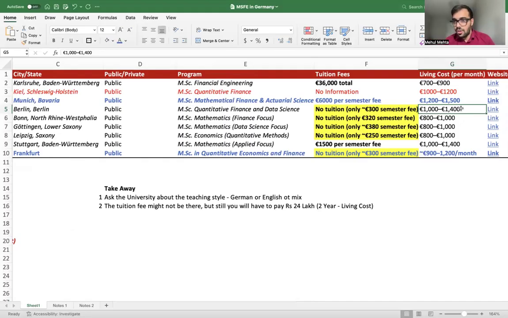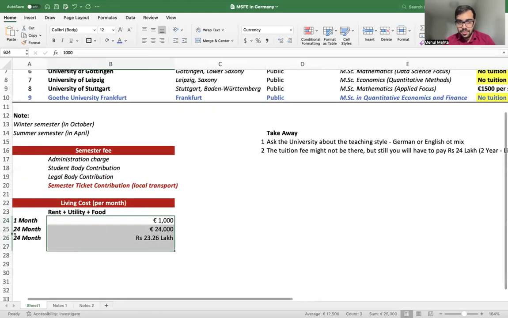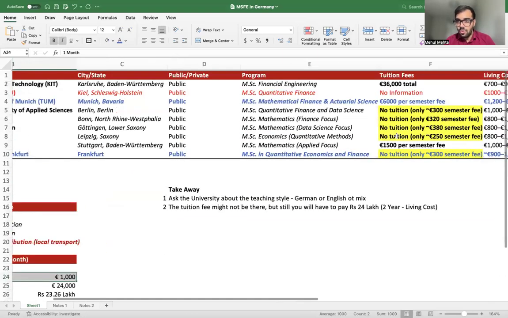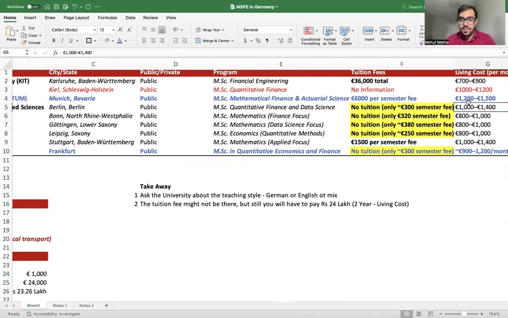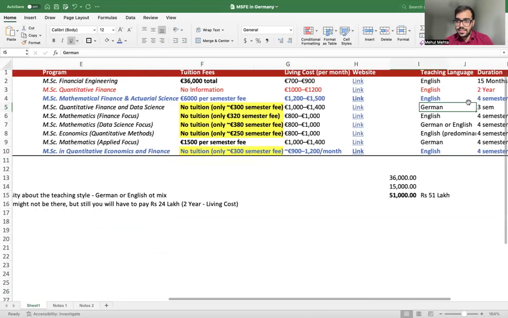So this is one thing you have to make sure of. If you remember here, what we took was 1,000 euros per month. You might pay more here; the cost would increase if you go and study in Berlin. But the better part is there's no tuition fee, so what you end up paying is just the living cost, since there's no tuition fee attached.